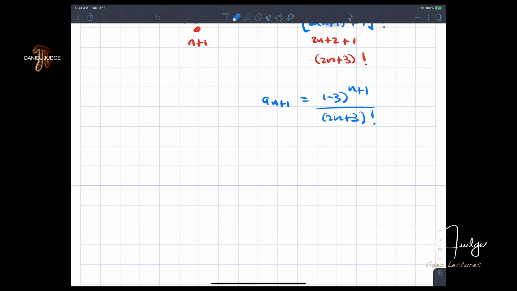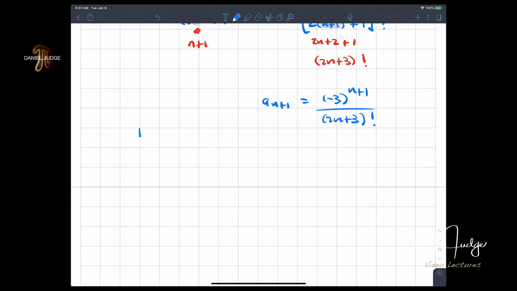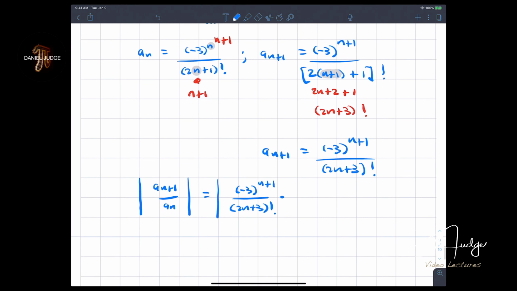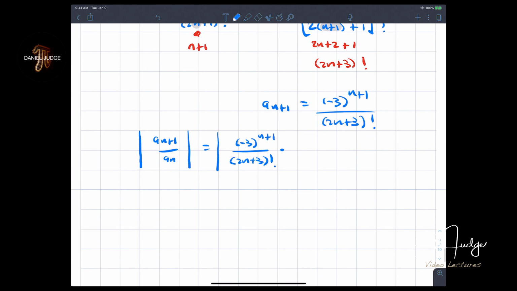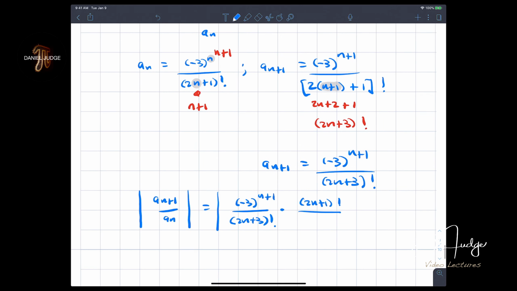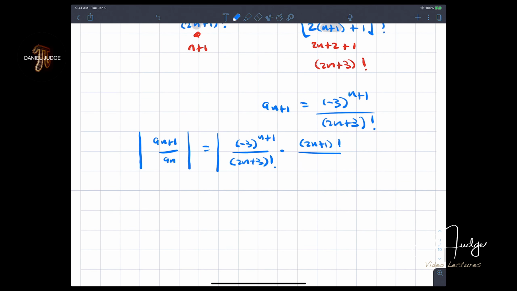So let's see the ratio in absolute value. Start with the a_(n+1) term, because you're going to get a complex fraction: (2n plus 3) factorial, times, and remember, write the reciprocal, (2n plus 1) factorial over negative 3 to the n.